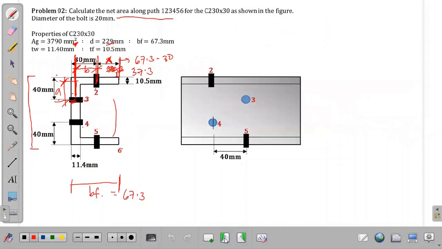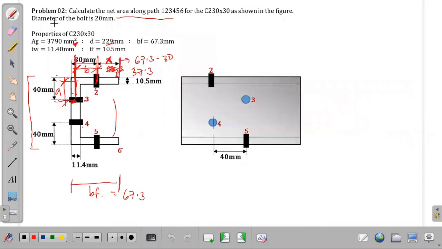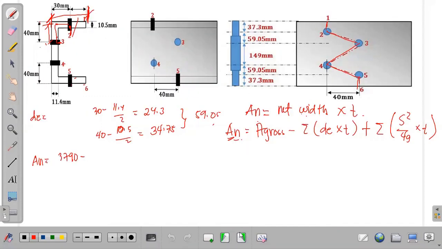Ilan yung area gross natin? 3,790. So, we have 3,790 minus, okay, summation of DE. Ano pala yung magiging effective hole diameter natin? Diameter of bolt is 20 mm. Ano yung magiging DE natin? 24, ma'am. We have 24 mm. Okay? Yung DE natin is the hole diameter plus 2 mm. Ang hole diameter natin is the diameter of bolt plus 2 mm. Okay? Kaya 24 yung DE natin.